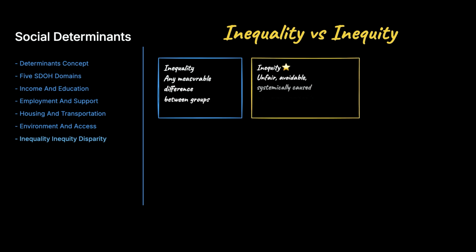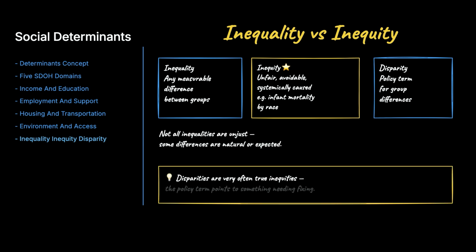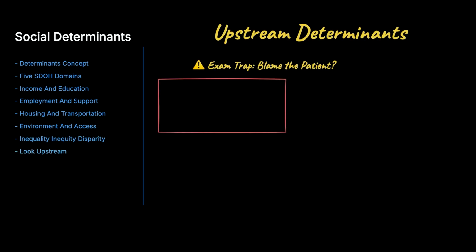An inequality is any measurable difference between groups, and some are not unjust. An inequity is a difference that is unfair, avoidable, and systematically produced, like higher infant death rates for one racial group. A disparity is the policy term for differences across groups. Disparities are very often true inequities. Here is a trap to watch.